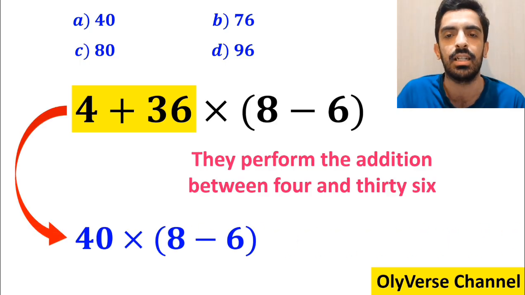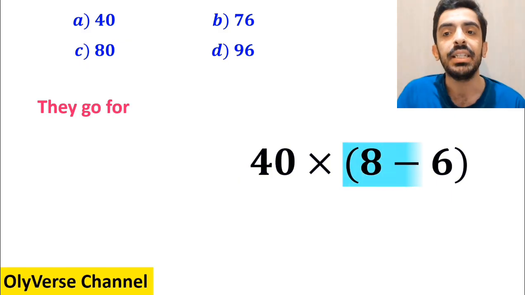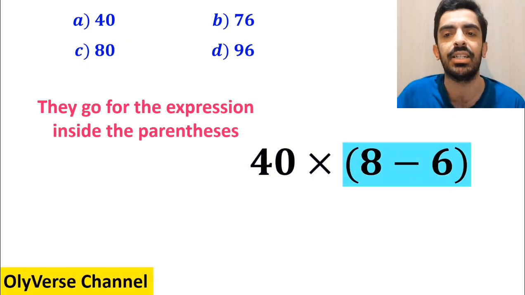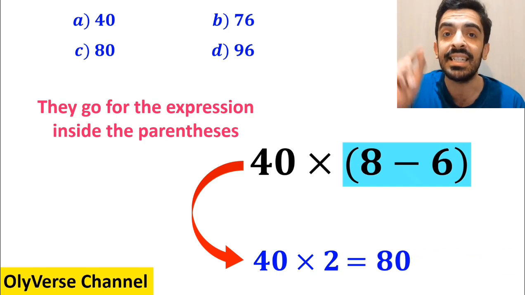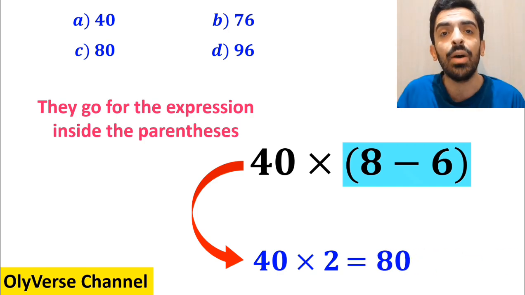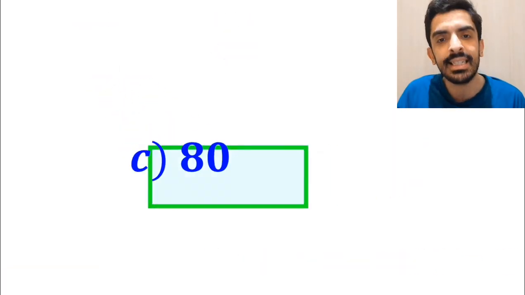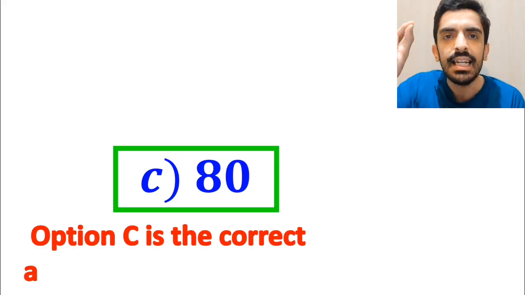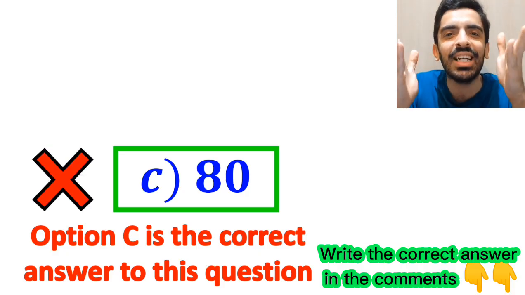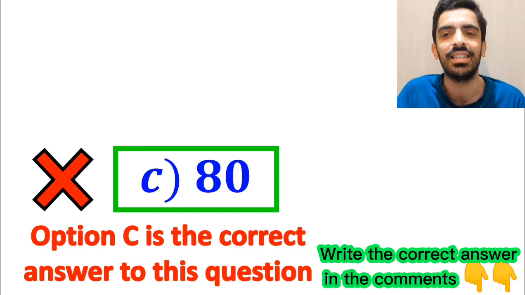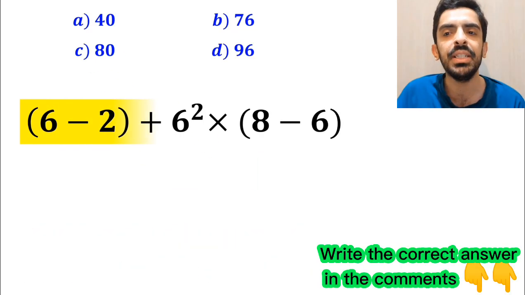And the final step, they go for the expression inside the parentheses and replace it with 40 × 2, which ultimately gives them the answer 80. And without any hesitation, they quickly say that option C is the correct answer to this question. But I have to say, we were tricked and it's not the correct answer to this question. Alright, now let's go through this question step by step and solve it together.